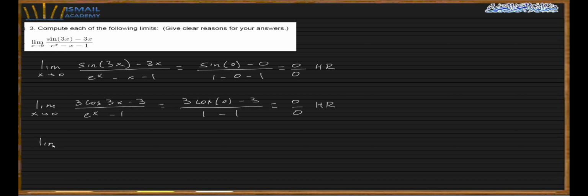So then I will have the limit when x goes to 0 of minus 9 sine of 3x over e to the x. Then when I apply the limit here, I will have minus 9 times sine of 0 over e to the 0, which is 1. So sine of 0 is 0, so this means that's going to be 0.